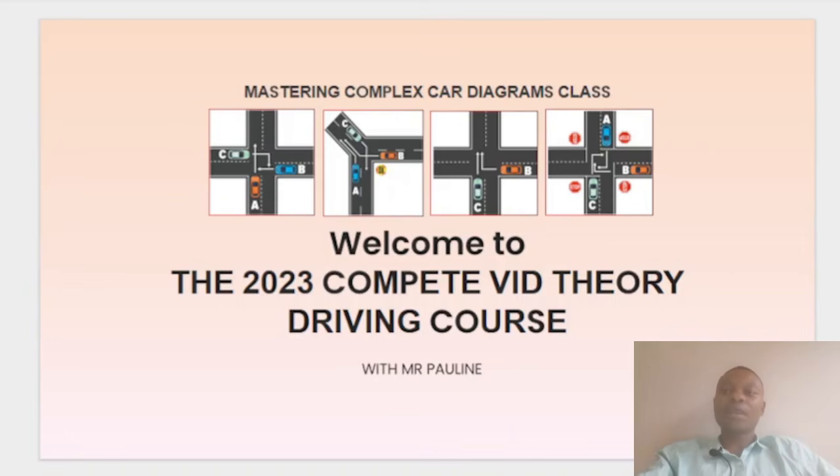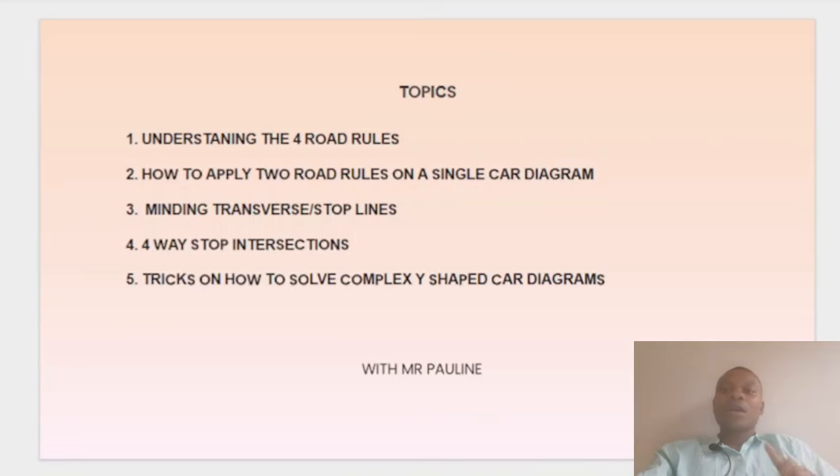Okay, now here are some of the things that I want us to look at. The first thing that we're going to be looking at is the 4 road rules. These are the road rules that you need to know. On every car diagram, you need to know these road rules and which road rules you can apply. Then the second thing that we're going to be looking at is applying 2 road rules in one complex car diagram. A car diagram can come and it is complex, and it may require you to apply not only 1 but 2 road rules.